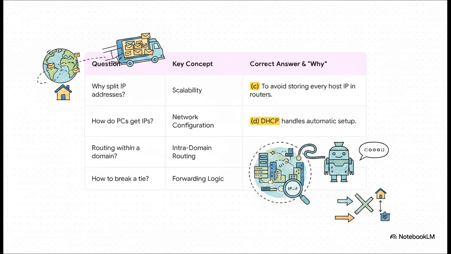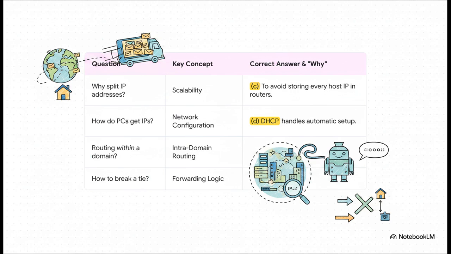Third, what's the protocol for routing within a domain? This is testing if we know the difference between our two types of routing. When all the routers belong to the same team, like inside a company, their goal is just speed. And the protocol they use for those local maps is OSPF. BGP is what they use to talk to other companies.